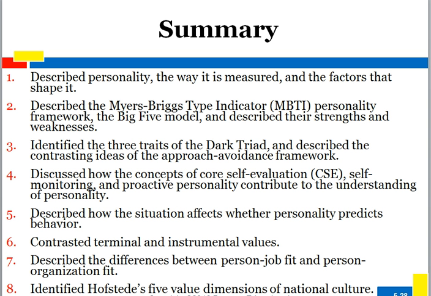Okay, so in summary, we described personality, ways that it can be measured, and factors that shape it. We talked about the MBTI as a personality test and something that you may want to look into. We talked about the Dark Triad of characteristics. We discussed how the concepts of core self-evaluation and self-monitoring are very useful in understanding personality. We contrasted terminal and instrumental values. We described the difference between person-job fit and person-organization fit, and we identified Hofstede's 5 value dimensions of a national culture. So there was a lot going on in this chapter.